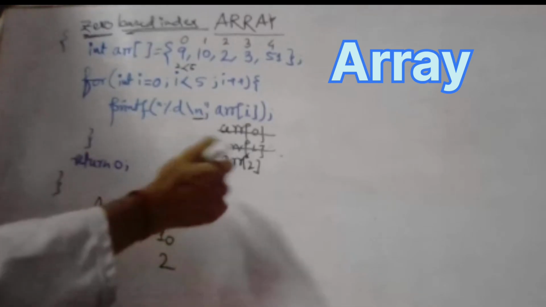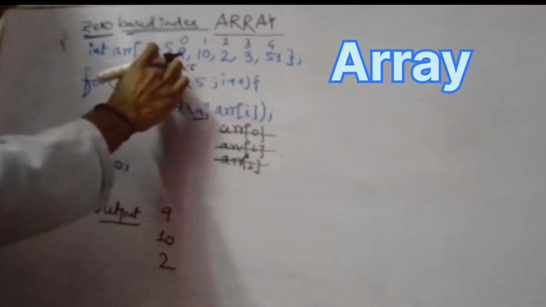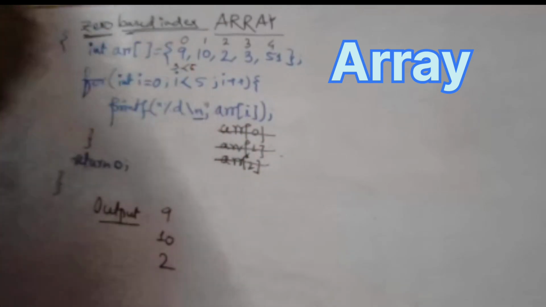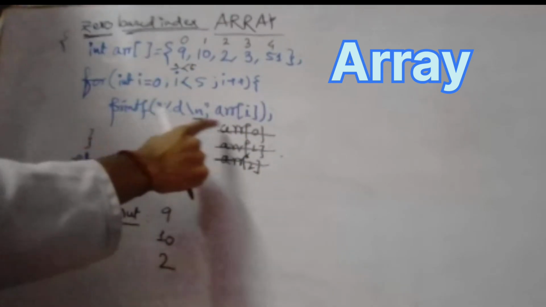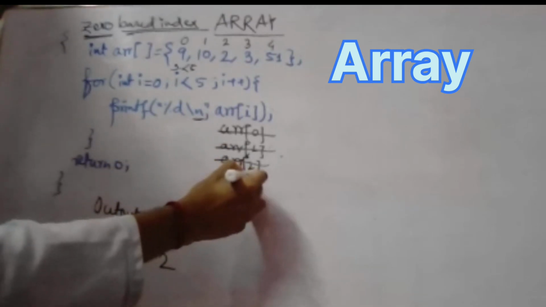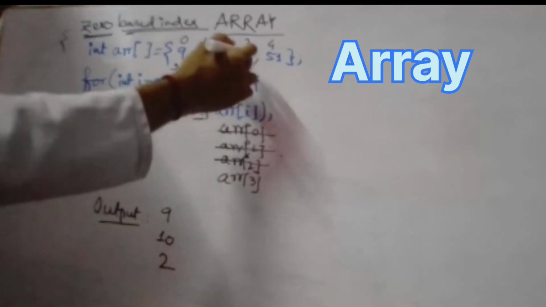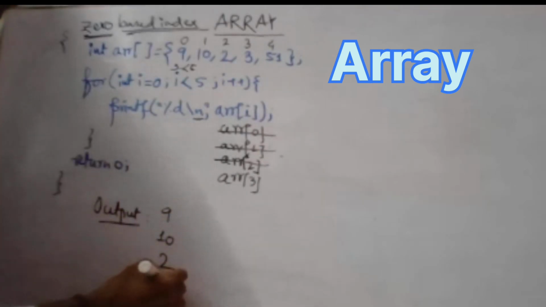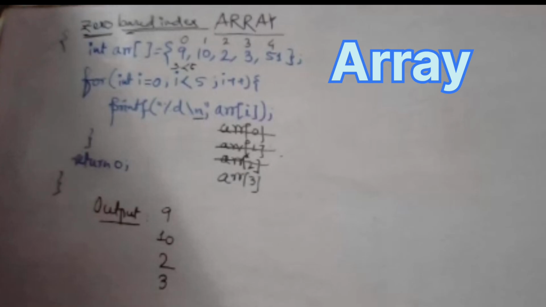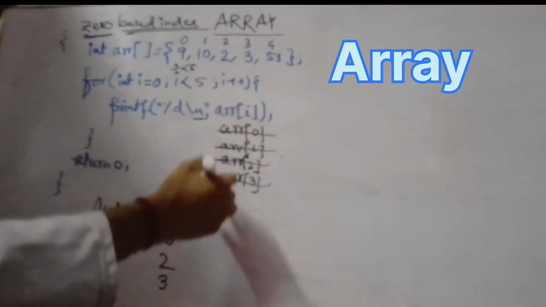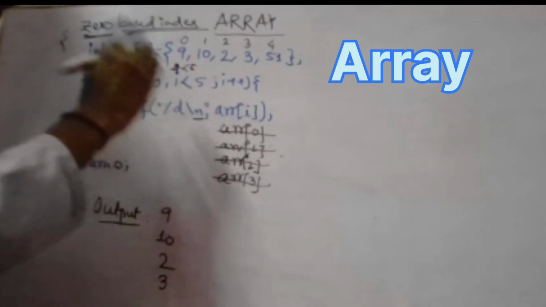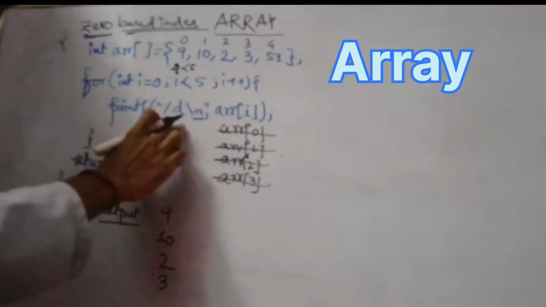So after that, array of 2 is finished and i will be updated. So i is now 3. So 3 is less than 5. Yes, it is. So we will enter the loop. So array of 3 it is now. What is array of 3? That is 3. Okay. We will print it in the next line. After that, array of 3 is finished. Now i is updated to 4. So 4 is less than 5.